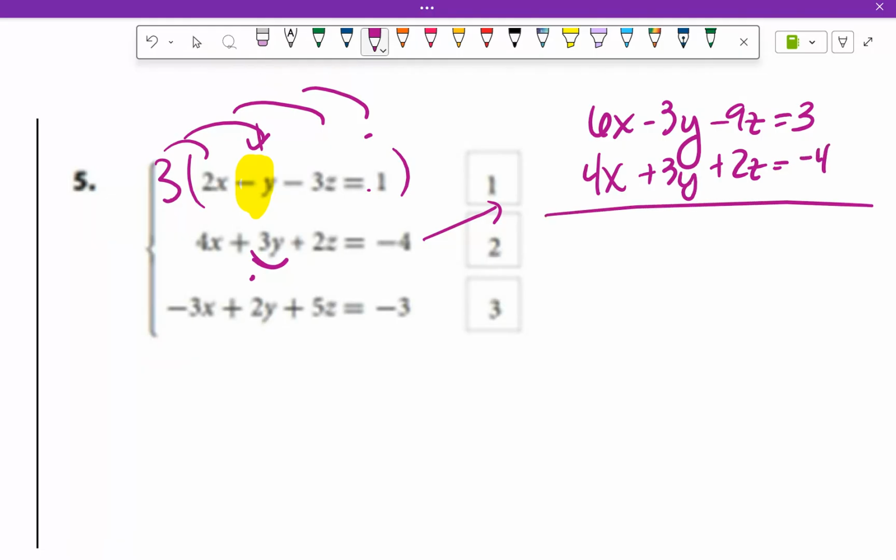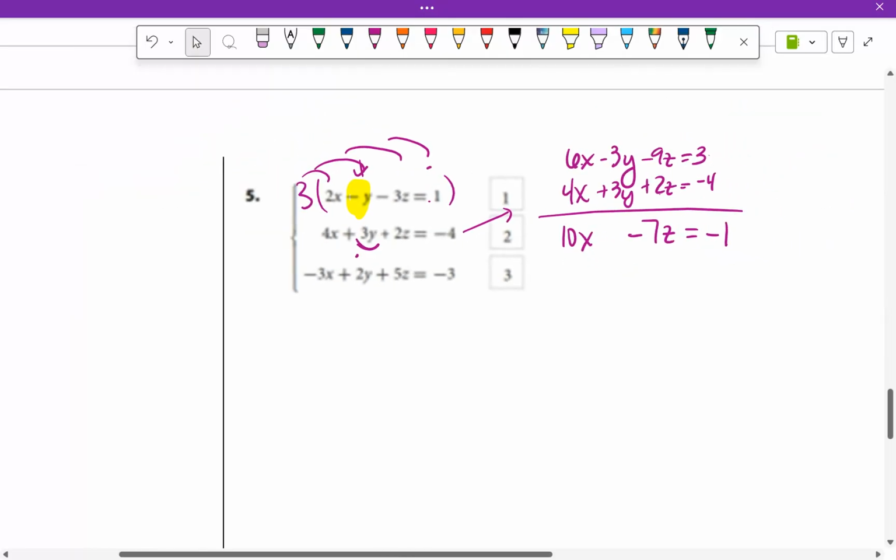I'm going to add vertically. So 6x plus 4x is 10x. The 3y's cancel. -z plus 2z is -7z. And then 3 minus 4 is -1.